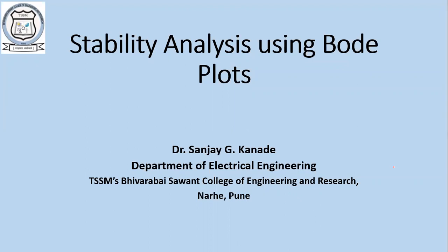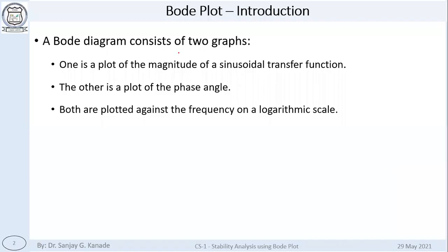Okay, so in the Bode plot, what we do is we plot those two changes. Means there are actually two graphs. One is the plot of the magnitude of a sinusoidal transfer function, and other is the phase angle of the sinusoidal transfer function. And both are plotted against the frequency on a logarithmic scale. Now, why logarithmic scale? Because when we use logarithmic scale, we can plot a large range of frequencies on a single diagram, or on a shorter diagram, I would say.